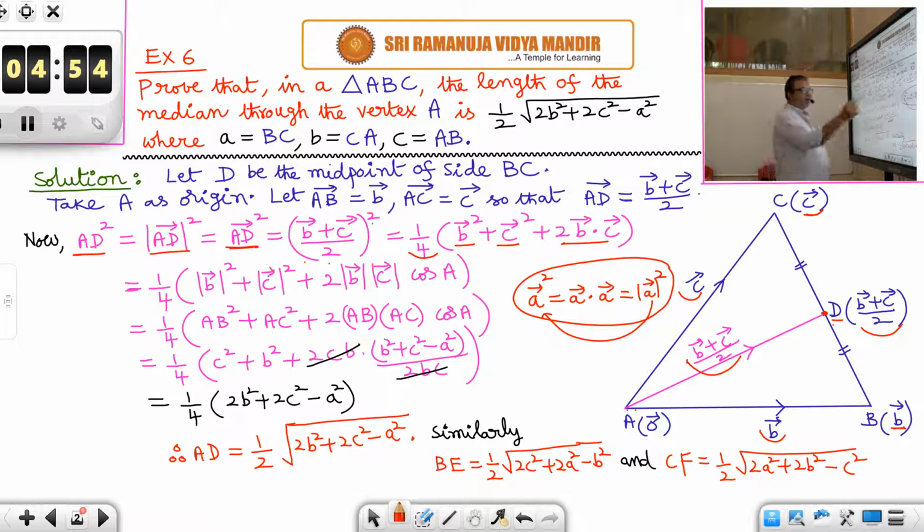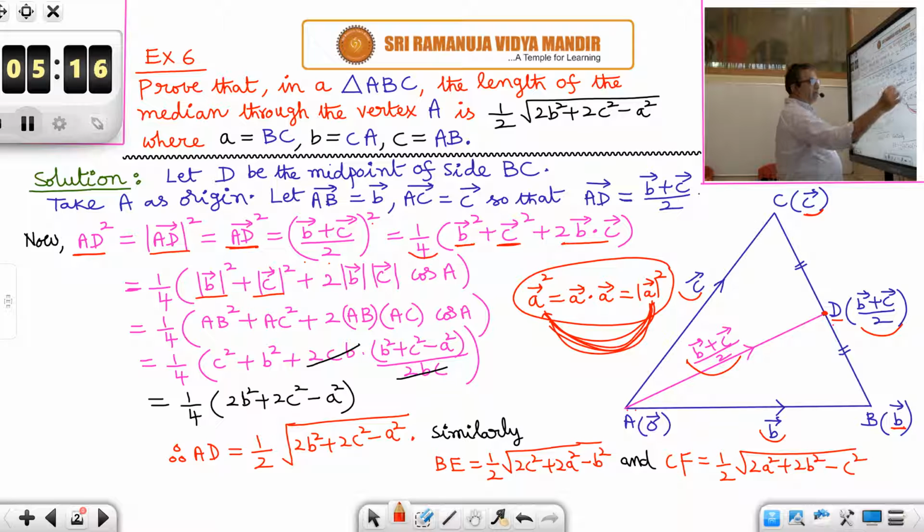1 by 4 into b bar square, which is equal to mod b bar square. Here this formula again and again we are using. A bar square is equal to mod a bar square. So b bar square is nothing but b bar dot b bar, which is equal to mod b bar square. Similarly, c bar square is mod c bar square.